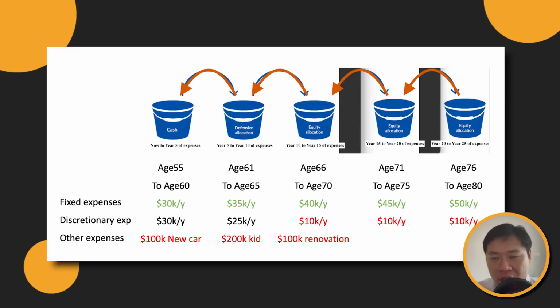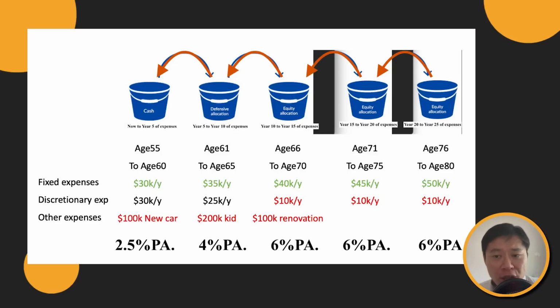So with all these forecasts of expenses going in, let's make some projections as to what we might need if we have a sum of money today to allow ourselves to fulfill all these various expenses. For the cash bucket, let's put the assumption that it can derive 2.5%.